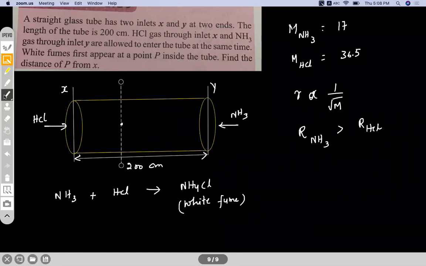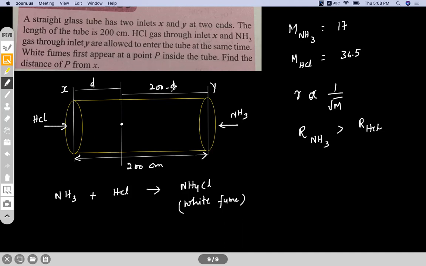So this distance I am assuming as some distance. Suppose it is D, and this one is then 200 minus D, right? So this is D, so this is 200 minus D, and then we can apply the rate equation here. We need to find out the point P from the distance X. So it means we need to find out D here.